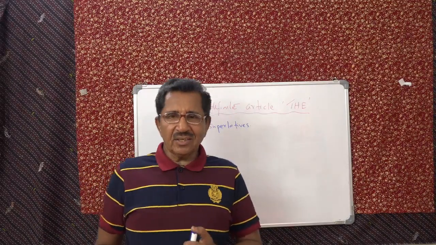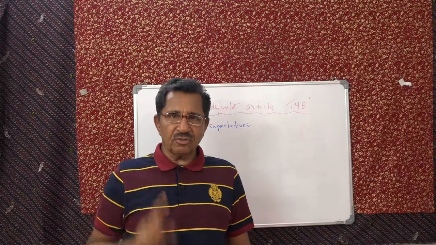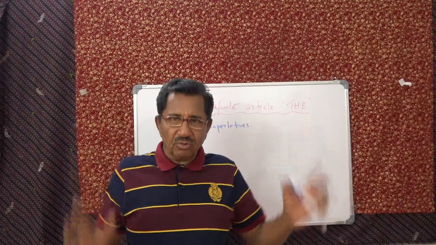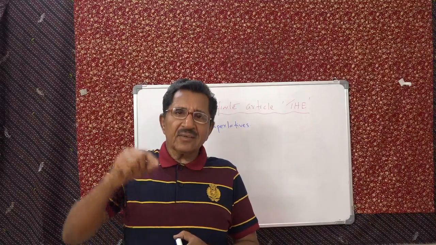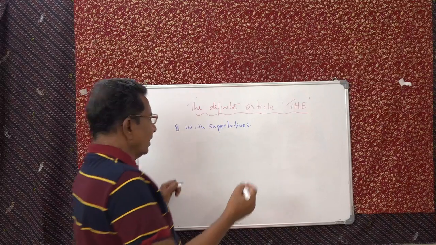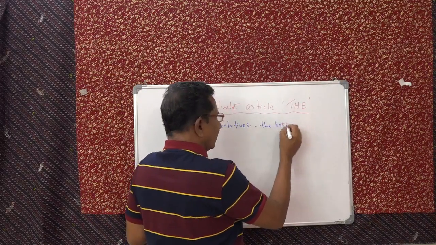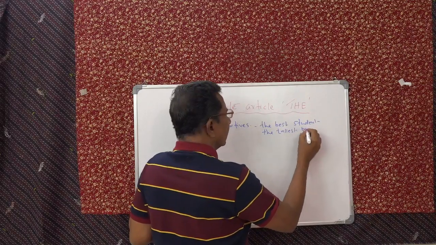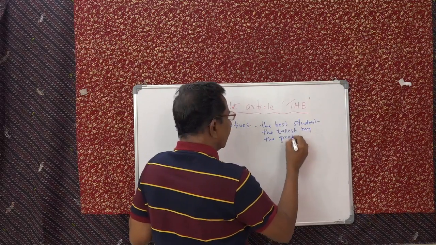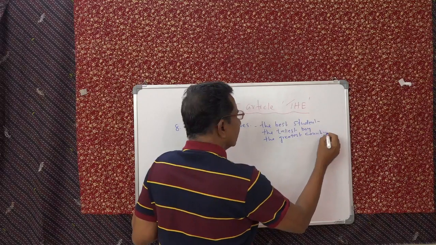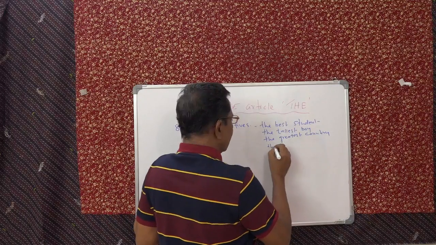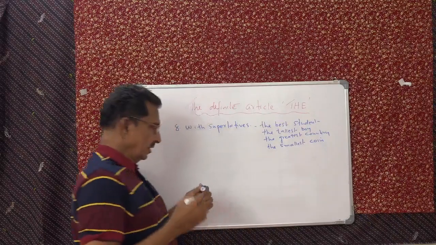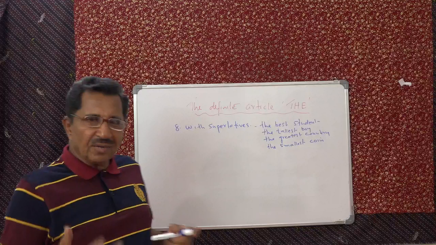You are saying the best student in this class is Arjun. The best student. So you are particularizing him, specifying him. If you remember that general rule about particularizing and specifying, then it becomes easy. So we say the best student, the tallest boy, the greatest country, the smallest coin. That's very simple. Wherever you find a superlative, you can use the.